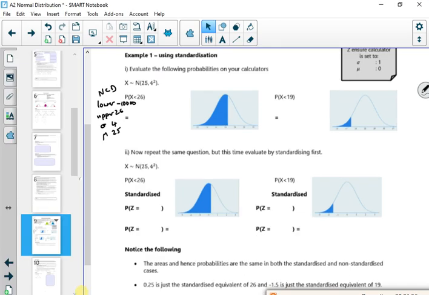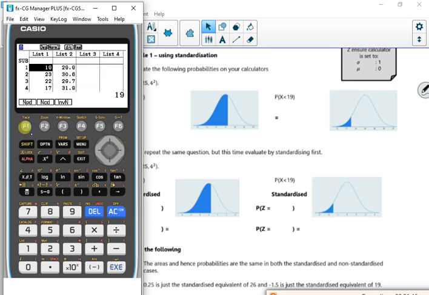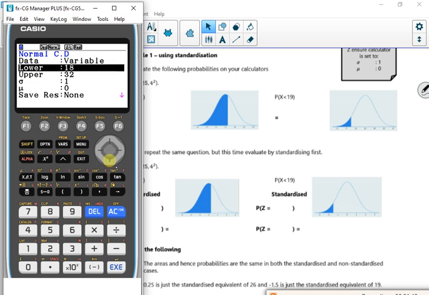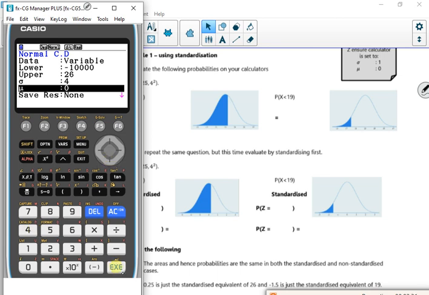So if I do that on my calculator, I'll find my calculator, here we go. So, menu 2, F5, F1, NCD. Make sure that's a variable, especially if you just get in exam mode. Minus 10,000. What am I going to? Is it 16? 26 it was, wasn't it? 26. Sigma is 4. It's not working. Why is my 4 not working? Oh, 4. And mu is 25.